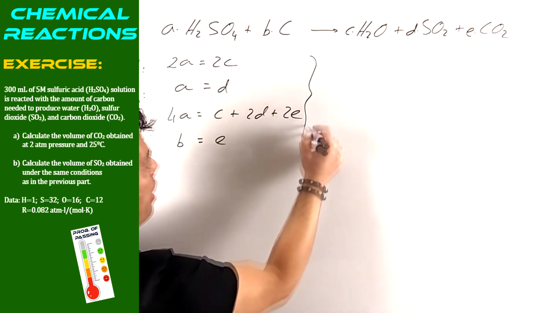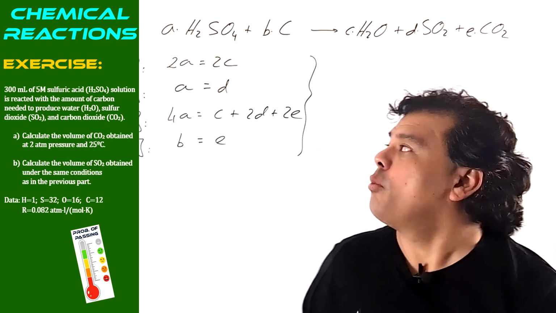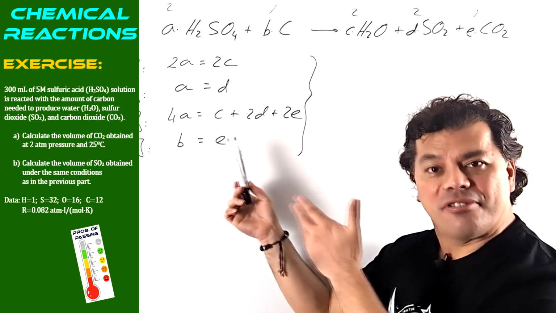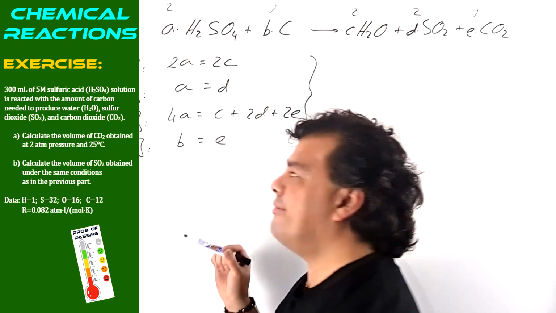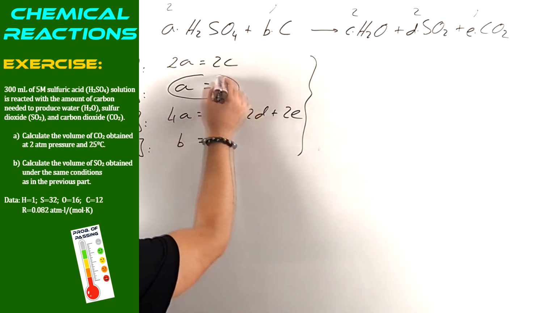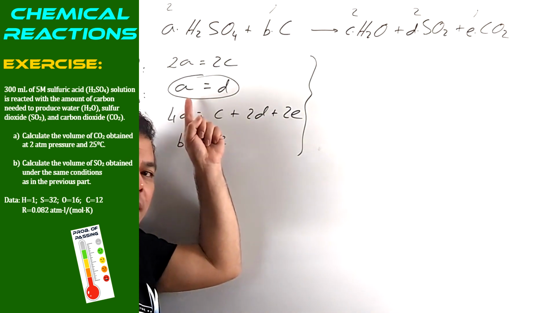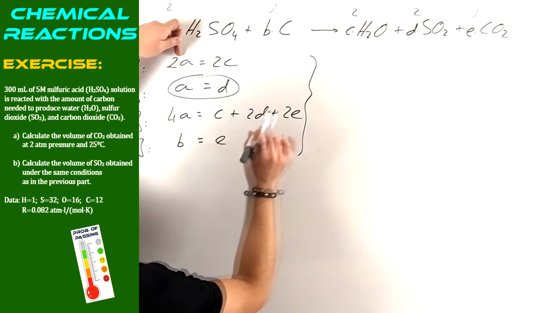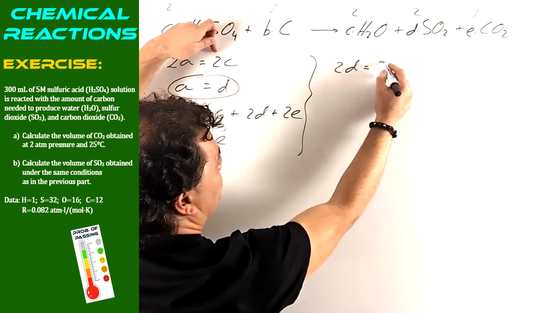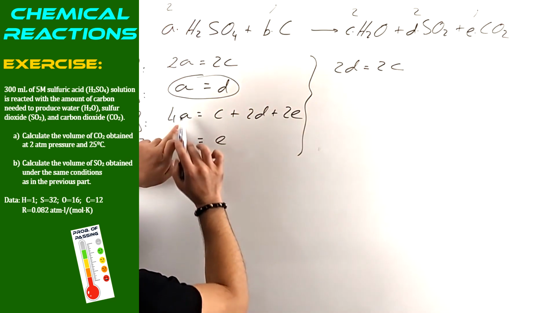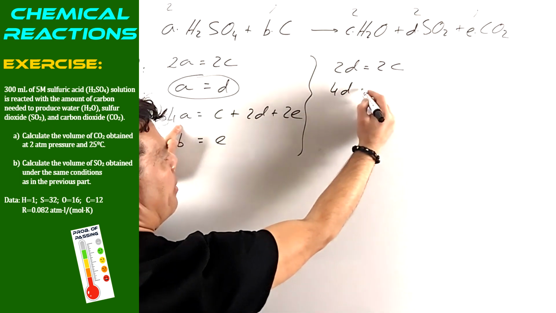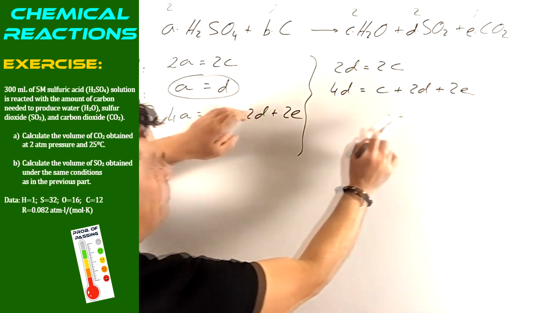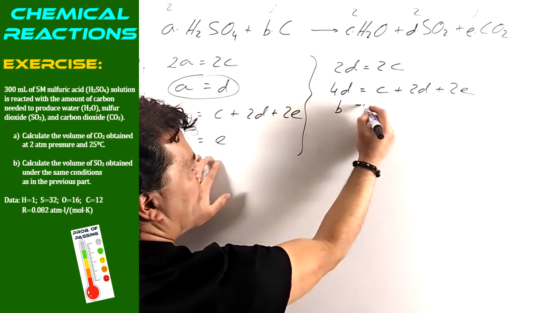And now we have a system of 4 equations with 1, 2, 3, 4, 5 unknowns. What are we going to do? Now we are choosing the simplest one, for example, the second equation. And we are using this information to rewrite the other equations, which means whenever I find letter A, I will write letter D. So 2D must be equal to 2C. Here, 4D equals C plus 2D plus 2E. And finally, B equals E.